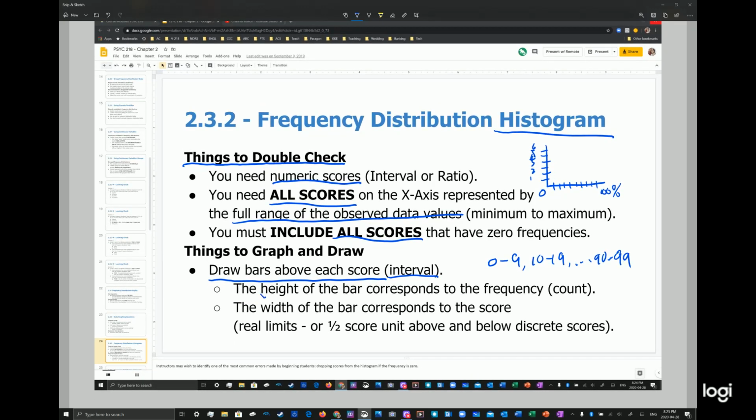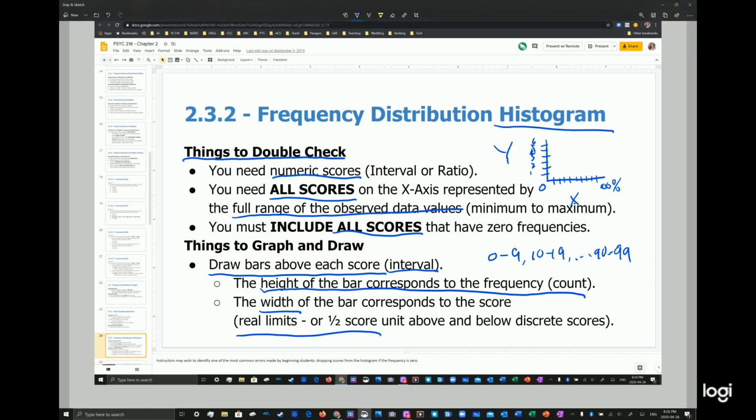Again, the height of the bar, you notice, corresponds to the frequency, not to the score. We're actually counting the number of people who got that score, whether it's a range or an actual number, or, again, the rounded number of that limit. We count scores with the height. Y-axis is the frequency score, and X is the category. The width of the bar represents the score itself. Again, we keep the real limits because we are dealing with continuous variables.